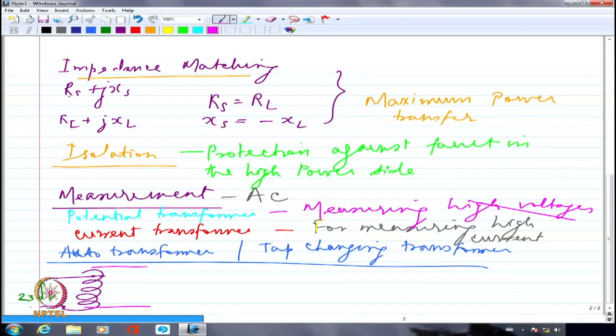There is no isolation here, clearly. The primary and secondary are essentially the same winding. Only thing is, less number of turns are there in the primary side and more number of turns are there in the secondary side. That's all is the difference, right? So this essentially will allow me to step up or step down depending upon how many turns I am tapping.